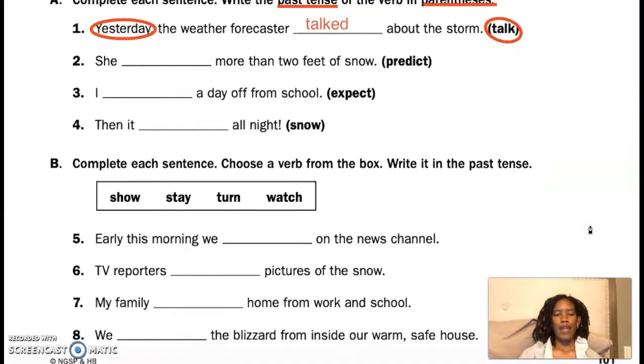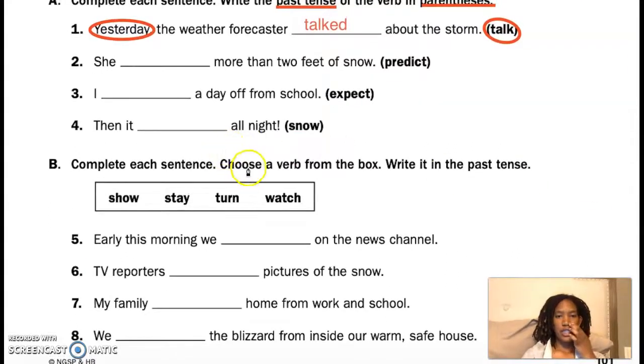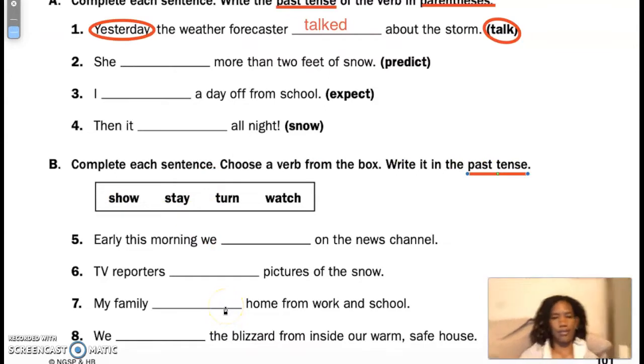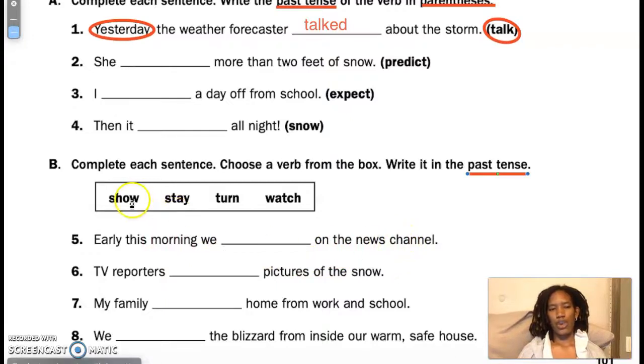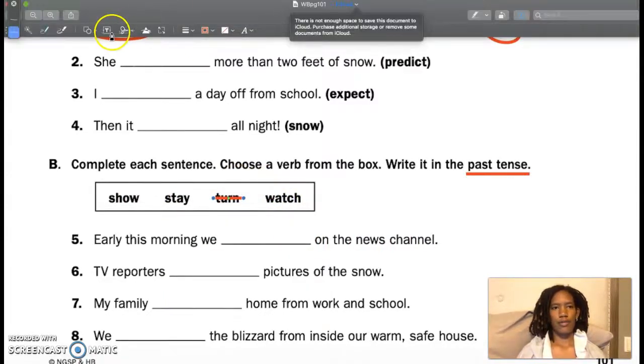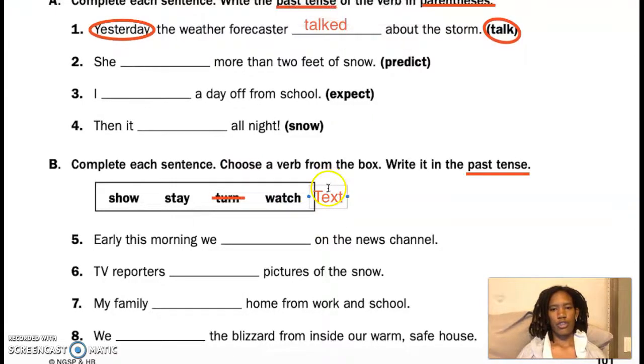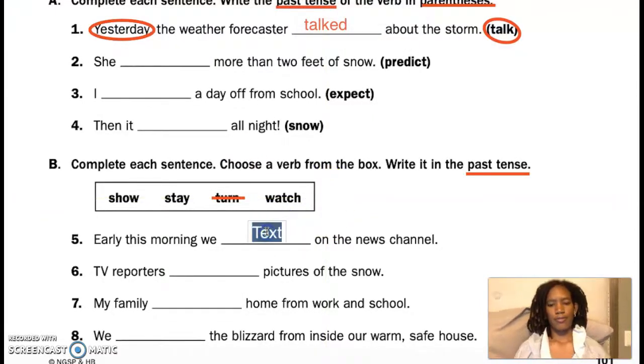All right. And then for the second part, complete each sentence, choose a verb from the box, write it in past tense. Okay. So don't just copy something from here and then not change it to past tense. You need to change it to past tense. Early this morning, we blank on the news channel. We showed on the news, we stayed, we turned, we watched on. So I believe it's turn. And that's all you gotta do. There you go. All right.